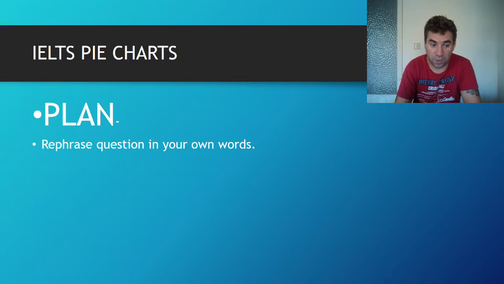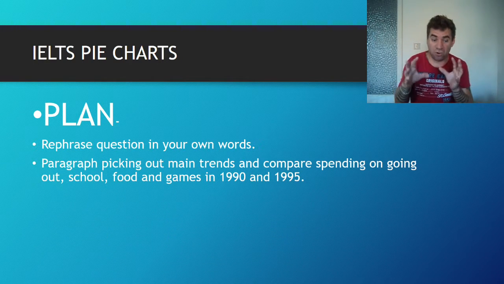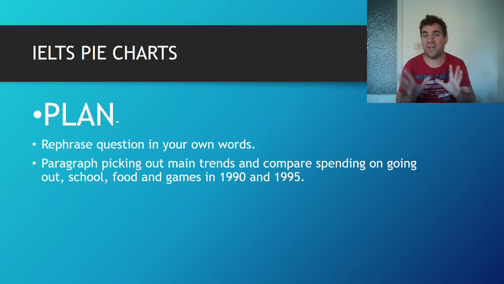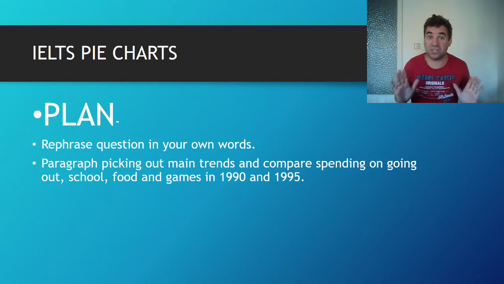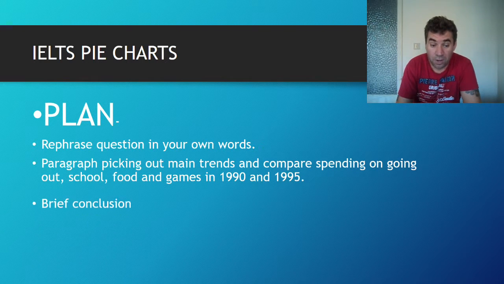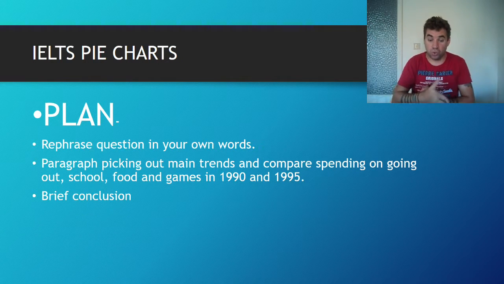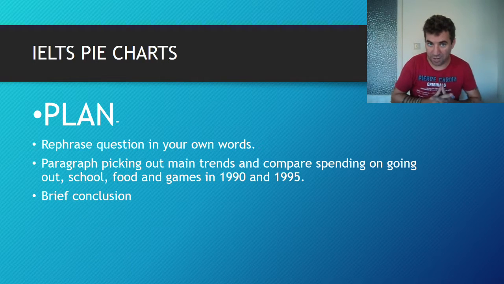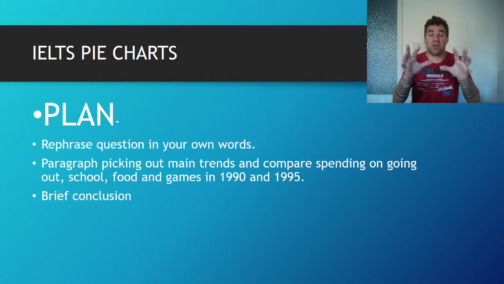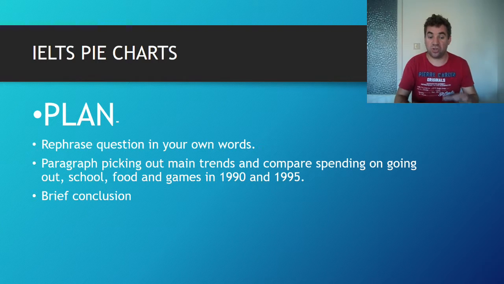So rephrase the question. Then I've decided to do a paragraph picking out the main trends that I can see, because the question asked me to do that. And finally, I'm going to compare spending on going out, school, food, and games. Alright, so for example here, you remember the two pie charts, and also I'm going to do a brief conclusion as well.